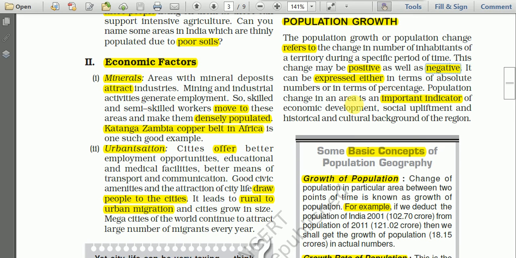And population growth can be expressed either in terms of absolute numbers, or in terms of percentage. The population change in an area is an important indicator of economic development, social upliftment, and the historical and the cultural background of the region. So growth indicates the economic development, social upliftment, historical and cultural background of the country.